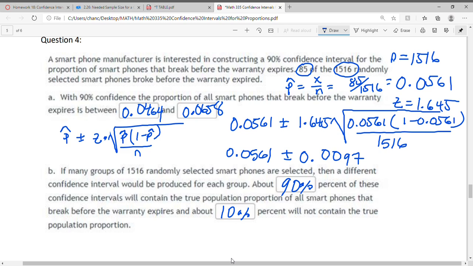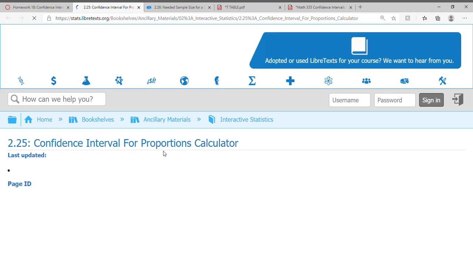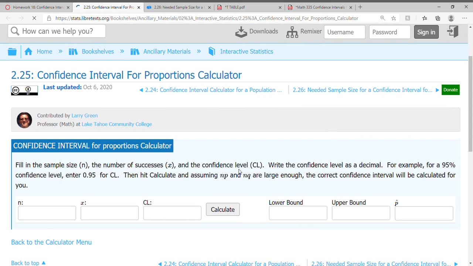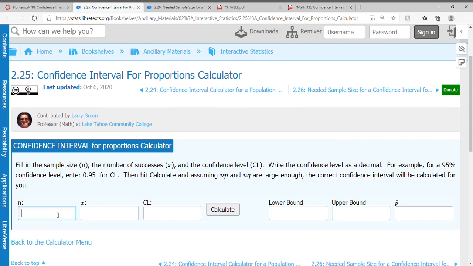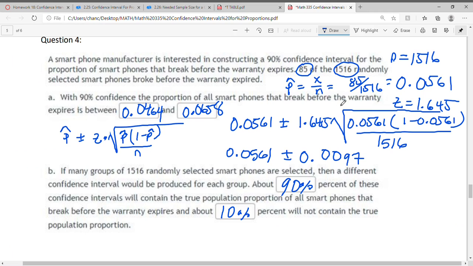Now, just to make sure this problem is done correctly, let's go on to our statistics calculator and try it again. We'll use the calculator that says confidence interval for a proportion. Now the sample size was 1,516, and X we know is 85.